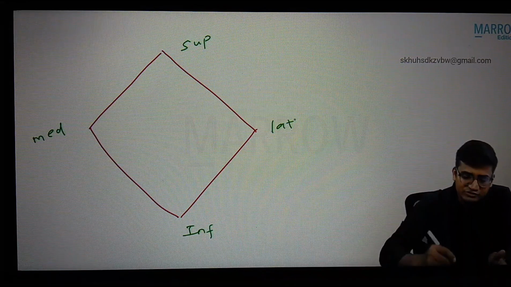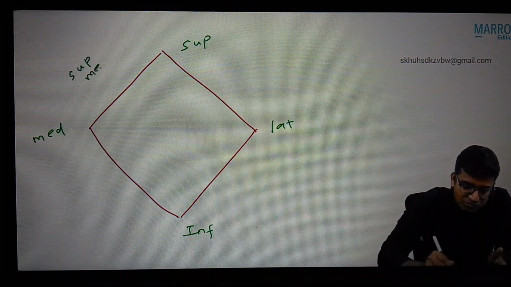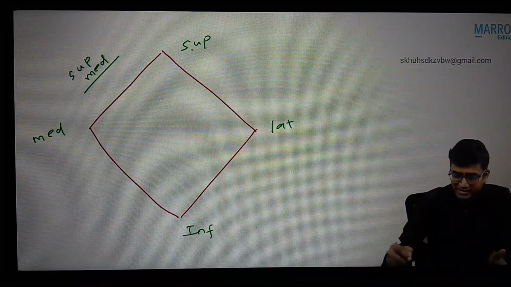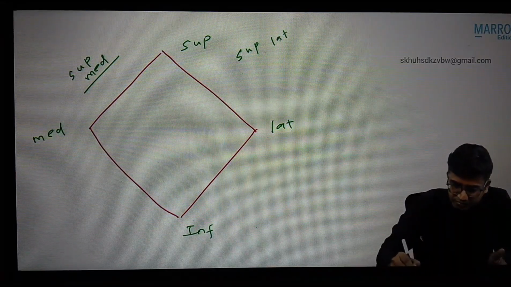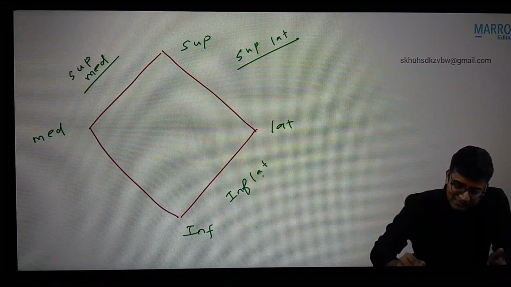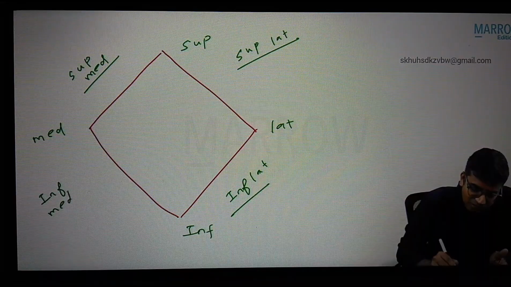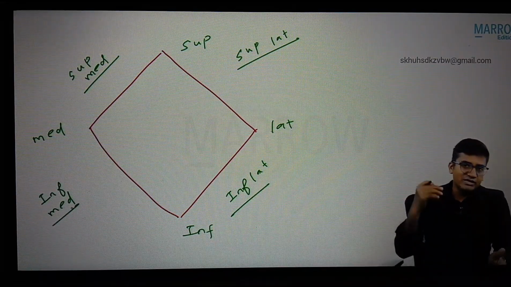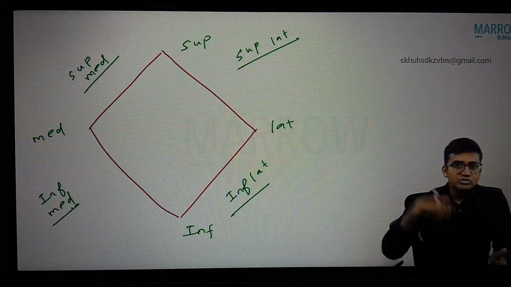So, what are the boundaries of the popliteal fossa? Now, this superior and medial. Between these two, supromedially. Superior and lateral, suprolaterally. Inferior and lateral, infrolaterally. Inferior and medial, infromedially. So, popliteal fossa is having supromedial, suprolateral, infromedial and infralateral boundaries.